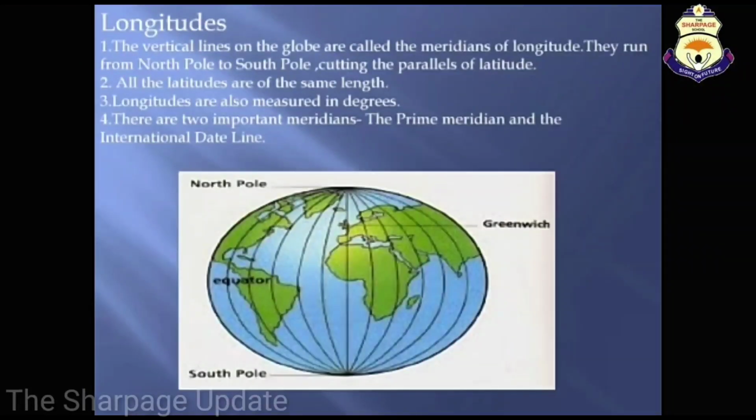Now, longitude. Longitudes are the vertical lines which pass on the globe and are called meridians of longitude. They run from North Pole to South Pole, cutting the parallel lines of latitude. So, latitudes are the horizontal lines and longitudes are the vertical lines. Longitudes are also measured in degrees. There are two important meridians, the prime meridian and the international dateline. So, this is the image of longitude. These are all the vertical lines which are known as the longitudes, and these are also indicated in degrees.